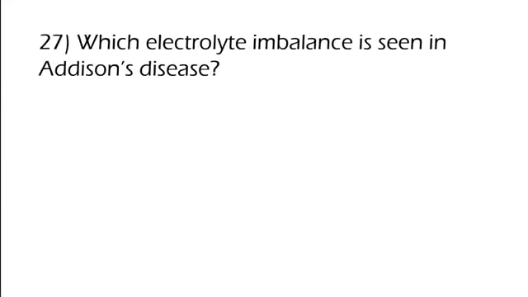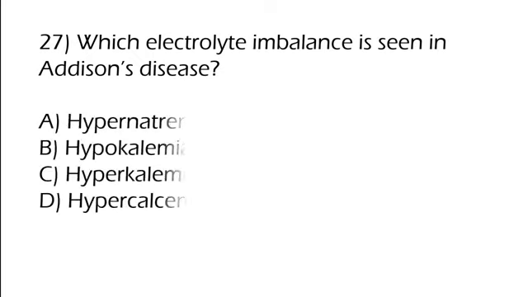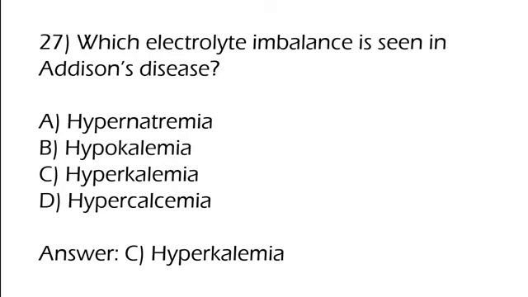Which electrolyte imbalance is seen in Addison's disease? Hypernatremia, hypokalemia, hyperkalemia, hypercalcemia. The correct answer is option C, hyperkalemia.